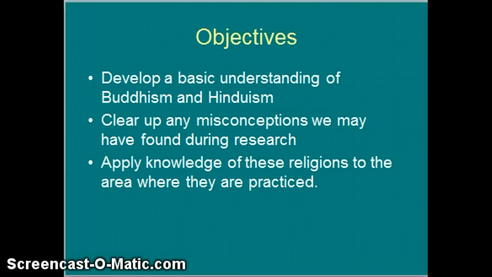As you can see, the objectives here are to develop a basic understanding of those two religions, and to clear up any misconceptions we may have found during research. I know a lot of that stuff was brand new as we were searching, so we had no idea what was true and what wasn't. So we'll try and clear up some of that. And we also want to apply knowledge of these religions to areas where they are practiced, areas where you would find those religions today.